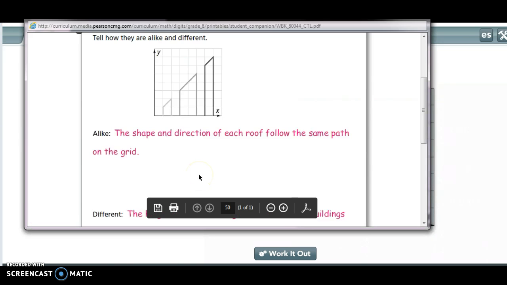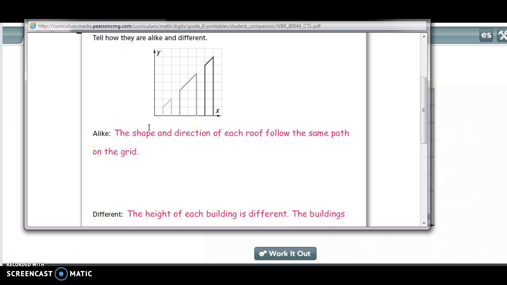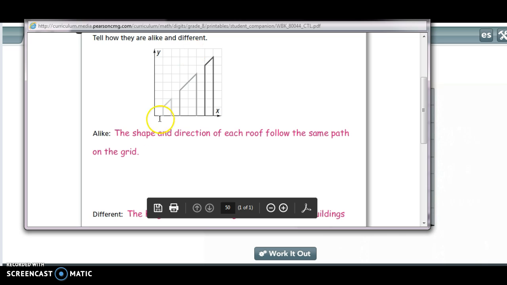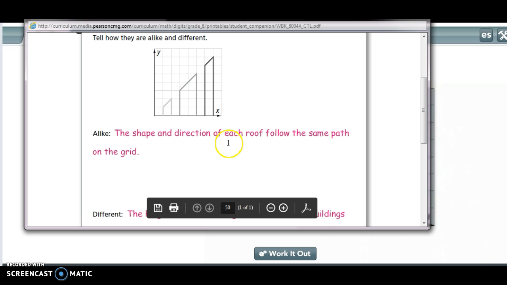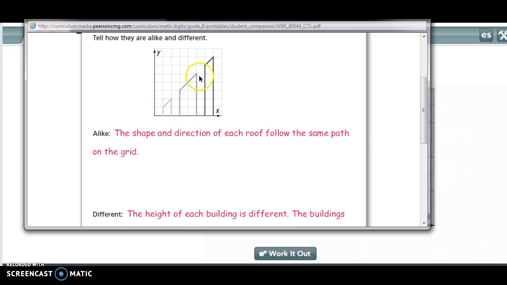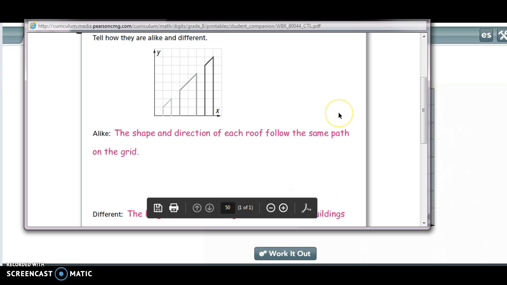Alright, so if you went ahead and wrote down what you think was alike and what was different, you'll see the solution here. It says that the things that are alike are the shape and the direction of each roof follow the same path on the grid. So if you look, they all three have the same shape and they all three follow the same direction as well. So you'll see here they're following that same direction. The things that are different are the height of each building is different, and as Tommy would say, each building is a different color. So you can write that down as well.